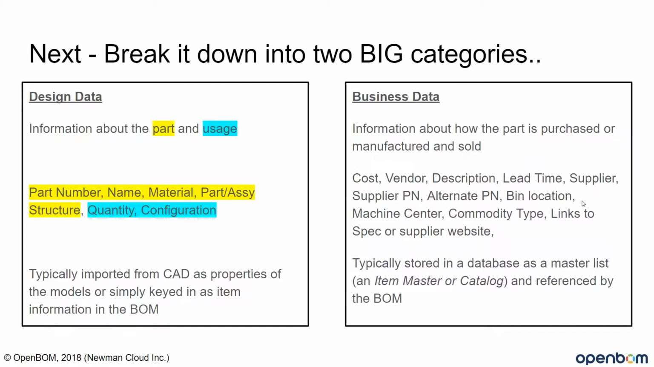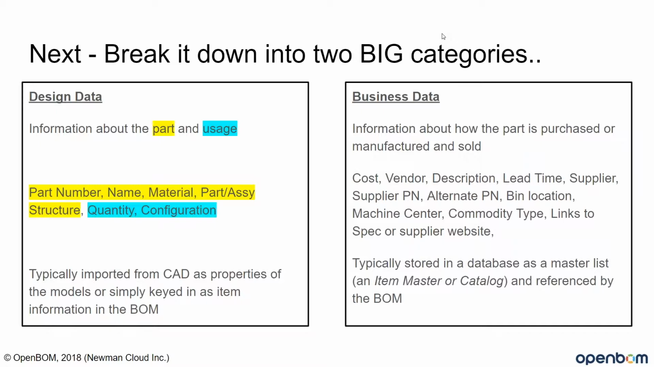Design data is going to be that information that comes from the design, the part or the usage. I've highlighted some information here, things like part number, the material, certainly the quantity. Those are things that are related to the individual part and its usage in your product. Typically those may come right from my CAD system. In this example, we're going to do that. And then the second big category is business data.